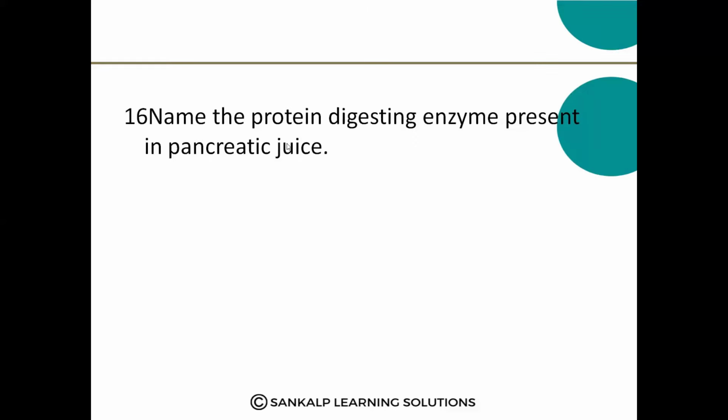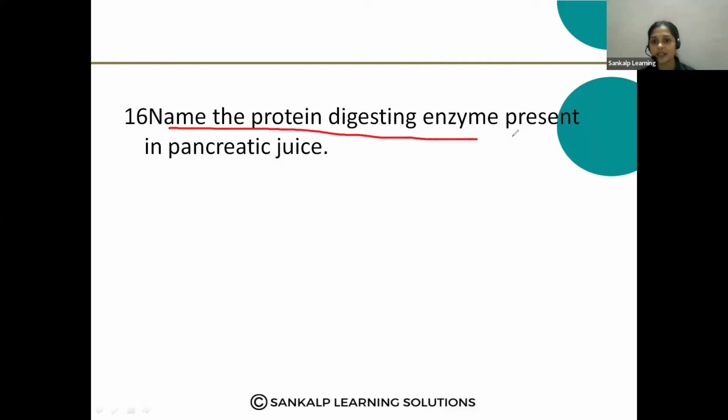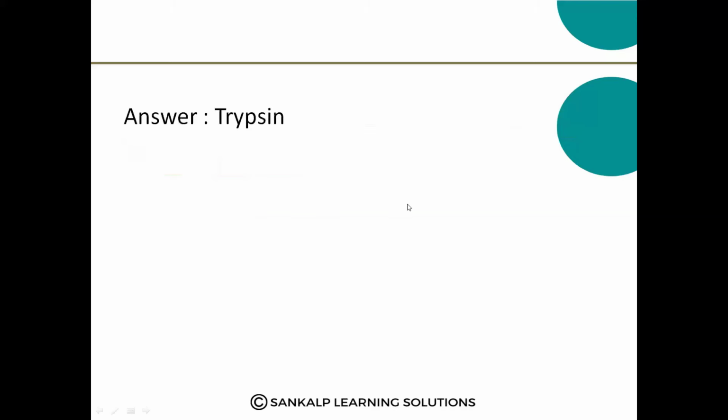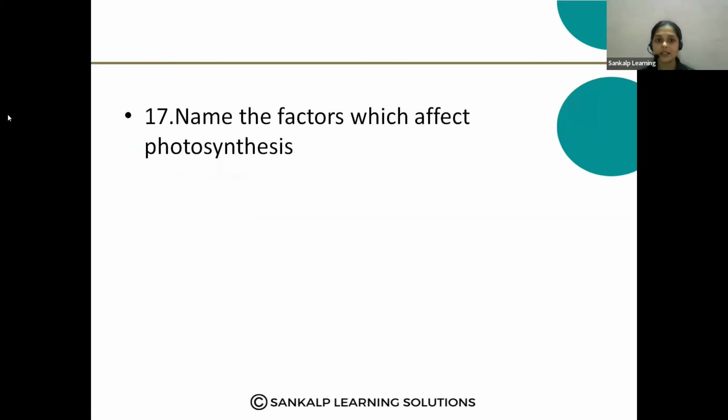Next question. Name the protein digesting enzymes present in the pancreatic juice. So some protein digesting enzymes are there in the pancreatic juice. That is trypsin. Yes, trypsin. Pepsin is present in the gastric glands. Yes, that is released by the gastric glands in the stomach. Yeah. Next question.